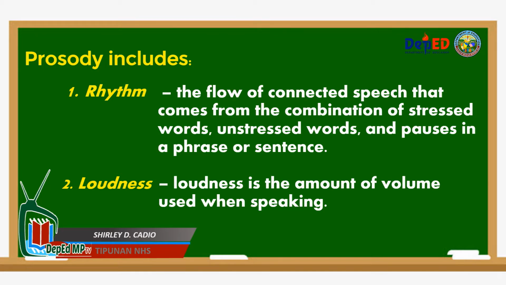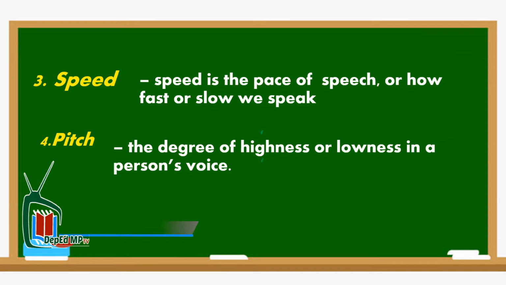Prosody includes 1. Rhythm. Rhythm is the flow of connected speech that comes from the combination of stressed words, unstressed words, and pauses in a phrase or sentence. Number 2. Loudness. Loudness is the amount of volume used when speaking. Number 3. Speed. Speed is the pace of speech or how fast or slow we speak.